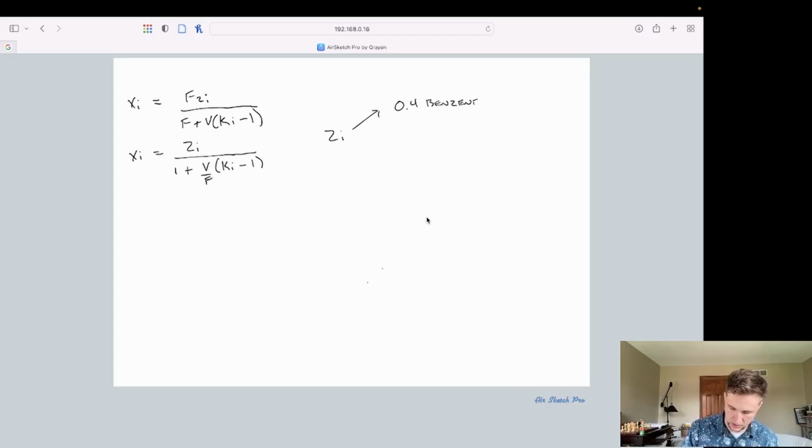We have our 0.6 as toluene, so we know our Zi. We know our feed flow going in. We know the composition, I should say. We know whether it's going to be 100% vapor, 100% liquid, or some combination in between. So this is also known.